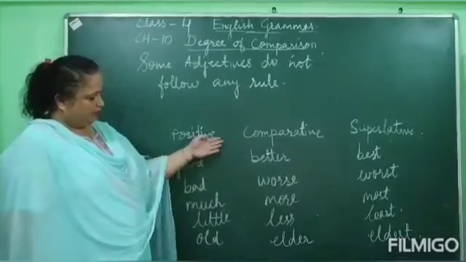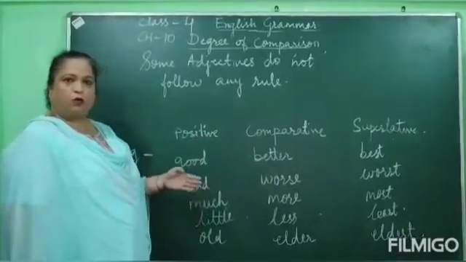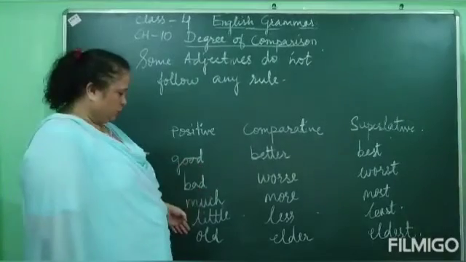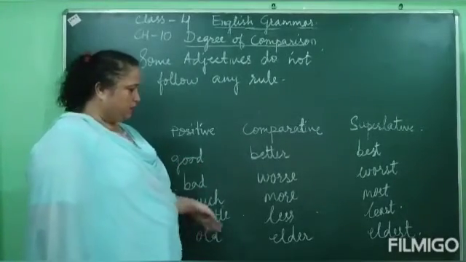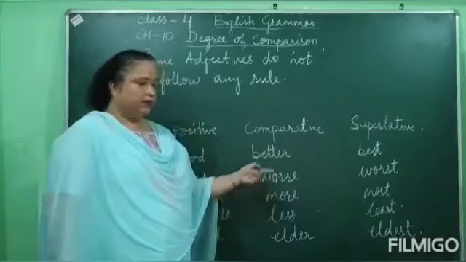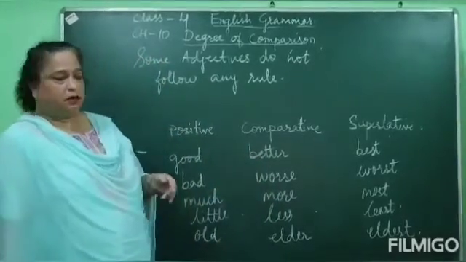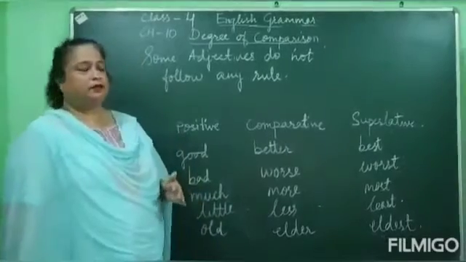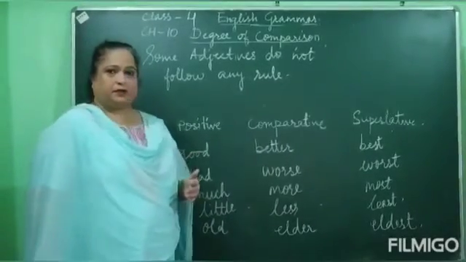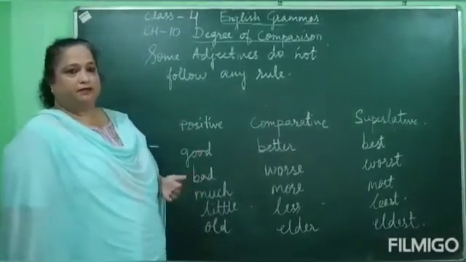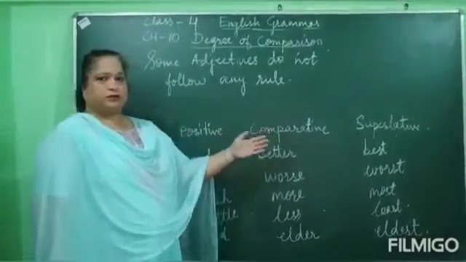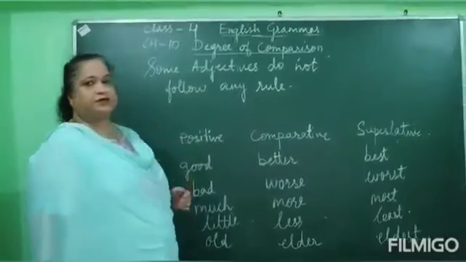Likewise, we have old. So when we form the comparative, we do not say old, older, oldest, we use the words elder and eldest. I hope children, you have understood all the rules explained for the degree of comparison. I hope you learn and revise how to form the comparative and superlative from the positive words given.